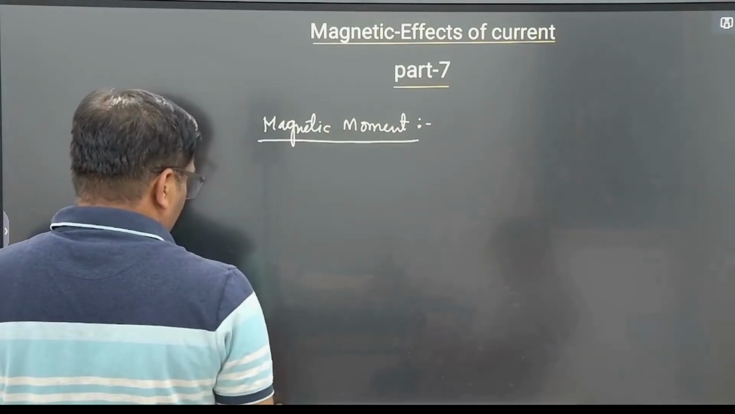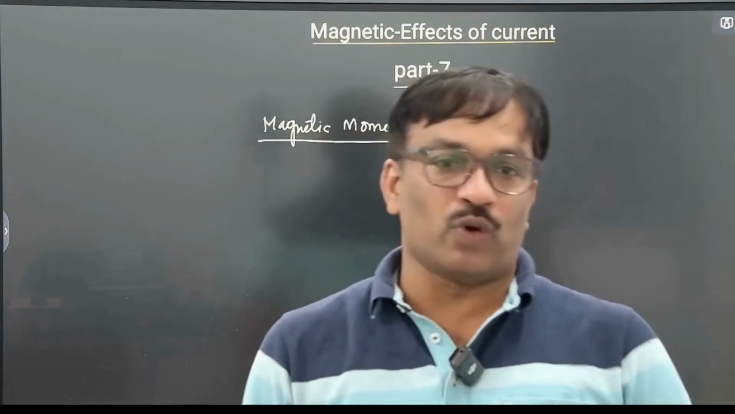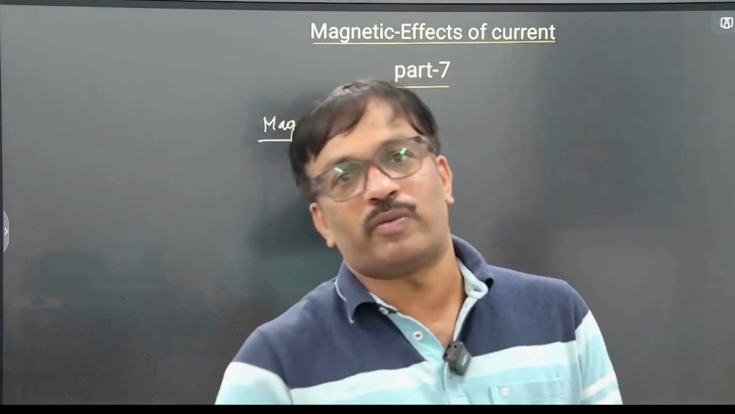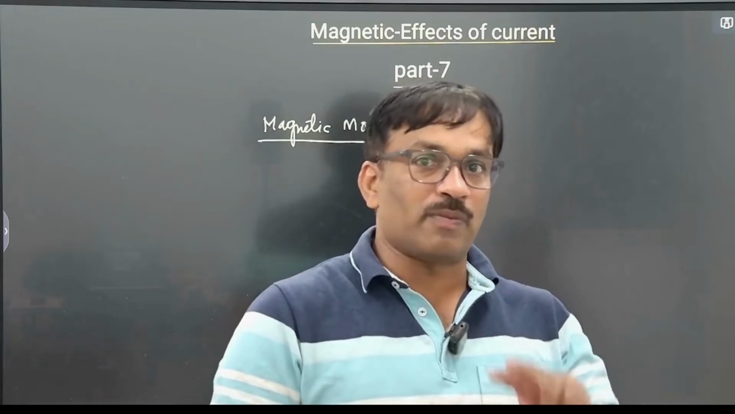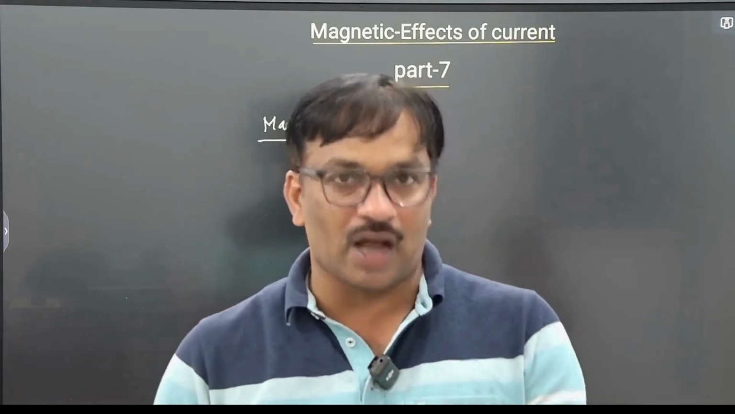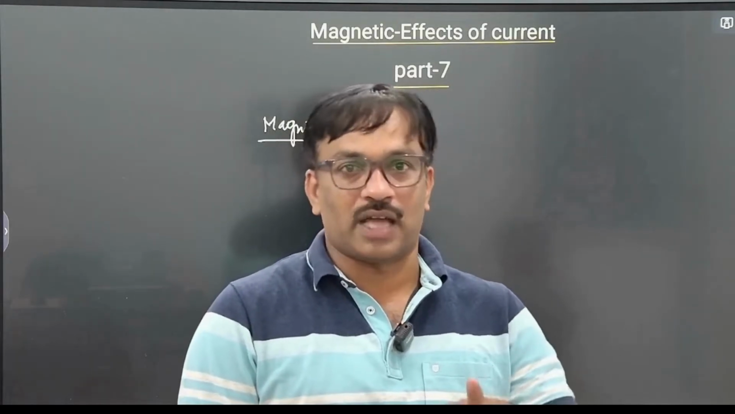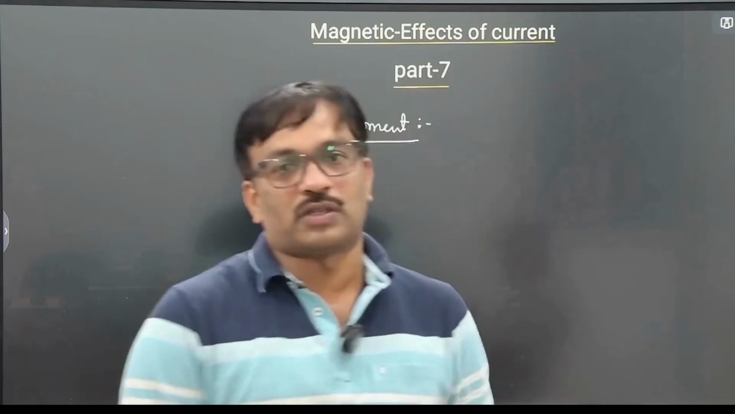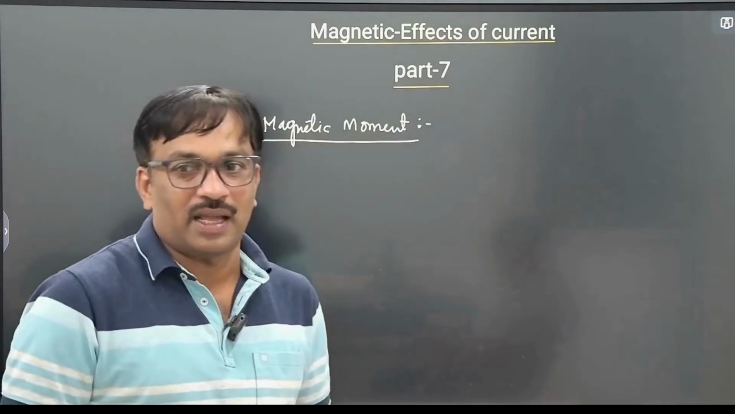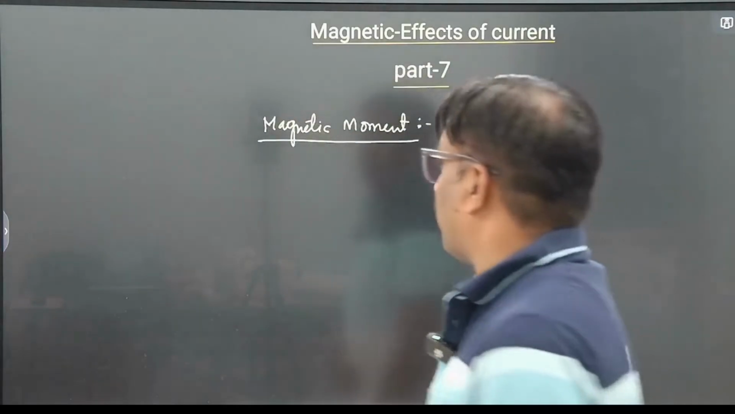So like we already studied dipole moment in our electrostatics, dipole moment is nothing but a charge into length. The dipole has a positive charge and a negative charge. Here a magnet will be having a north pole and south pole. So a magnet is nothing but a dipole, because it is having two equal and opposite poles. Therefore this one also should have a magnetic moment, right?